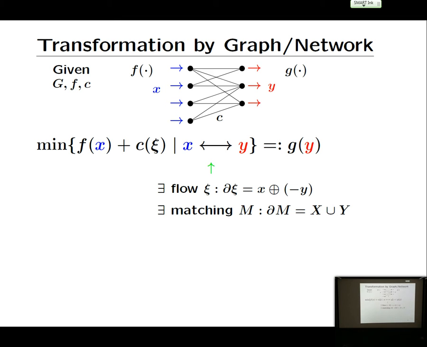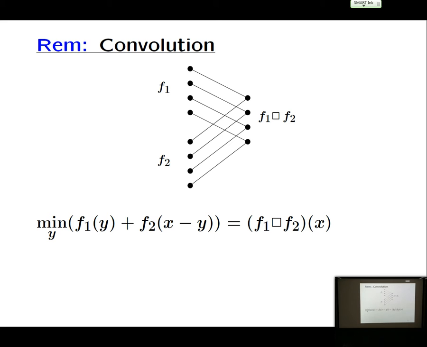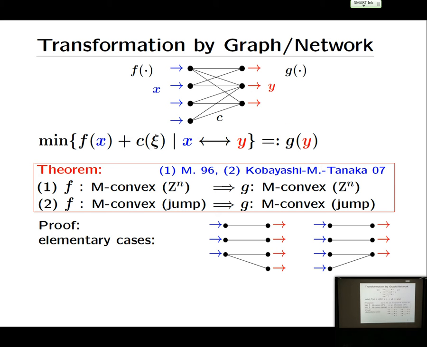And we know that, as a special case, convolution is a kind of this operation. If we have such a graph, this construction gives us a convolution operation. Now, we know that if the given function is an M-convex function on the integer points, in that case this is not matching, but a network. And then the induced function is, again, M-convex. So we could prove it. And this also generalizes to jump systems. But the proof is much more complicated.